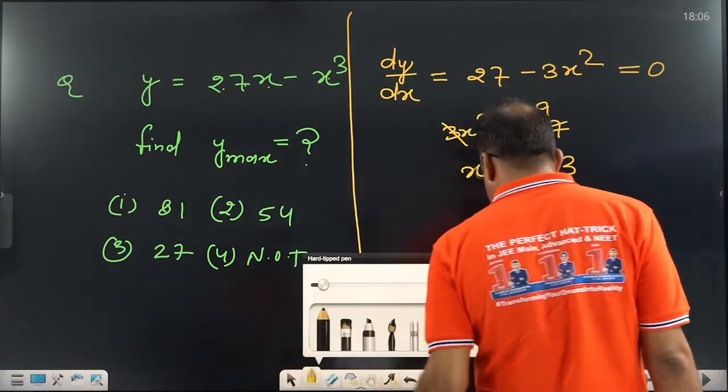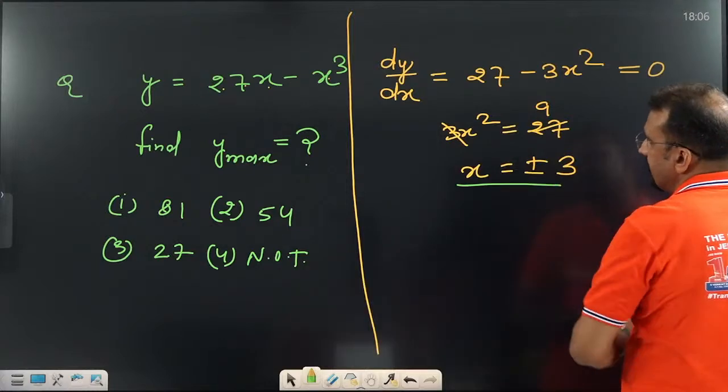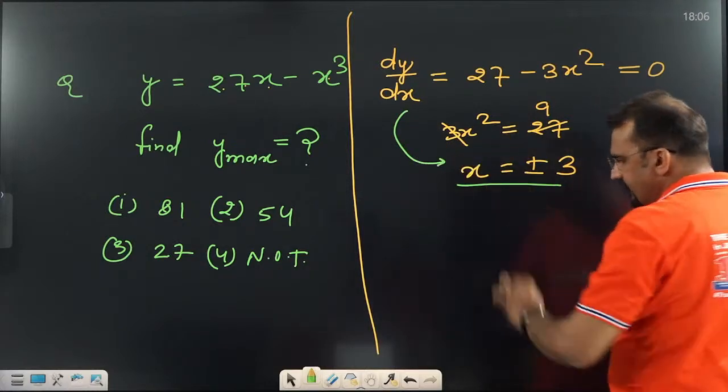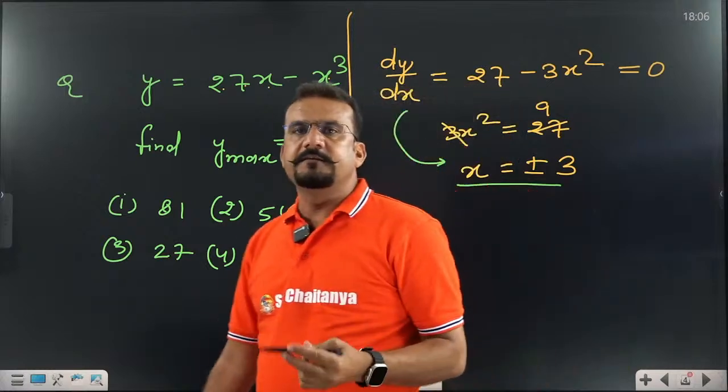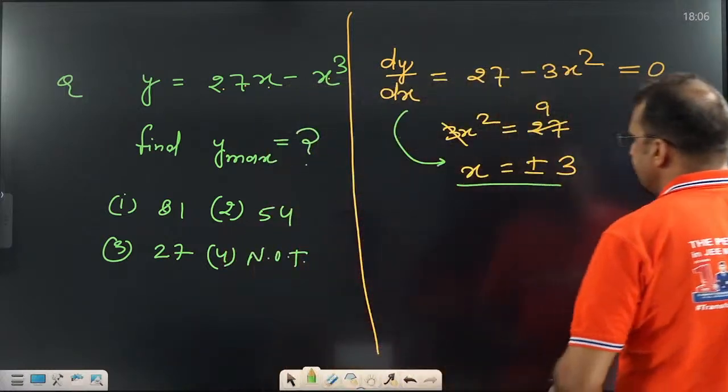What is the next process? Next step, first step is done. What is the first step? We got the value of x, where there can be maxima, there can be minima. What is the second process?